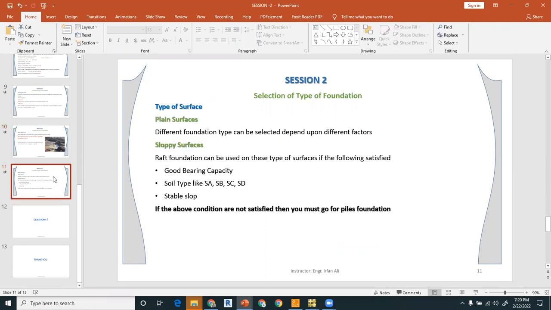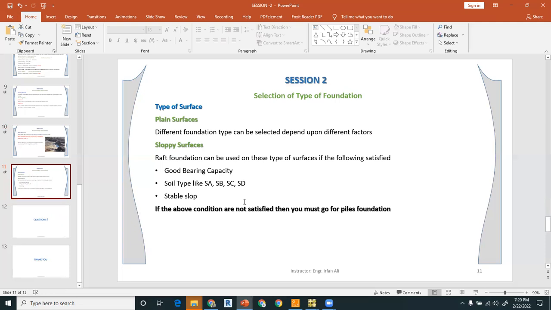So another factor is the type of surface. For example, there are two types of surfaces, which are plain and sloping. Normally in Peshawar, it's a plain surface. And if you are talking about Murree, Abbottabad, or Swat, they are sloping surfaces, hilly areas. So in plain surfaces, different foundation types can be selected depending upon different factors or as per the demand. You can use the raft footing, piles footing, or isolated footing as per your requirement.